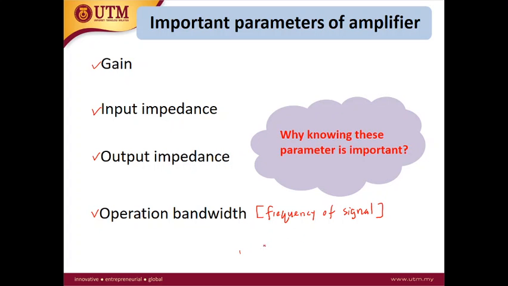Okay, so you need to understand that for an electronic device that handles the AC signal, the performance of the electronic device depends on the frequency of the signal. So sometimes some circuit cannot handle the very fast signal, or sometimes it cannot handle the very slow signal. So this is called operation bandwidth. So an amplifier should define what is the bandwidth, what is the maximum frequency and minimum frequency that it can handle.